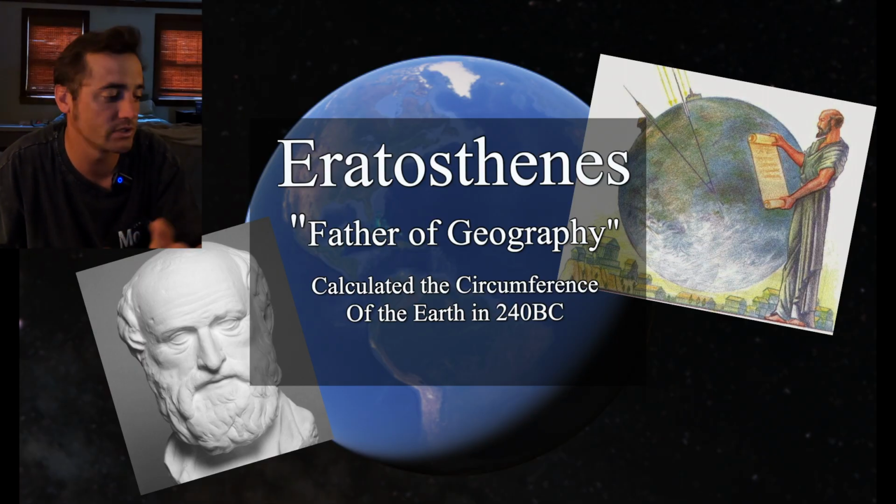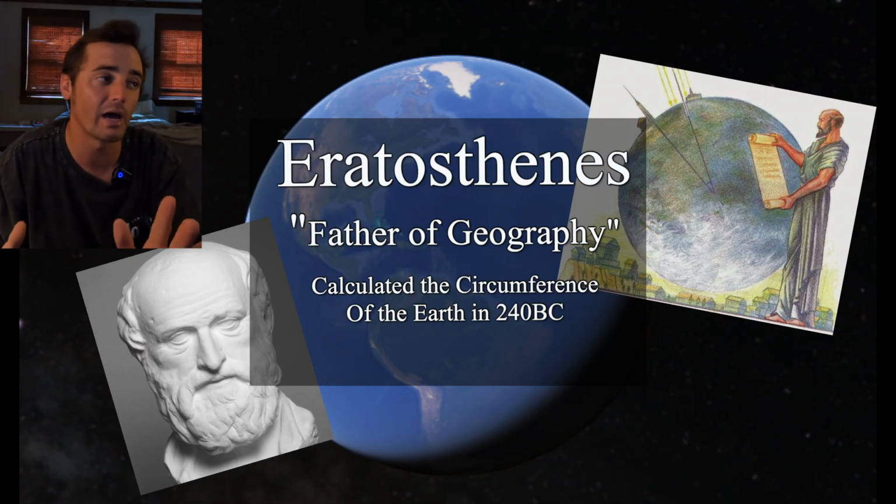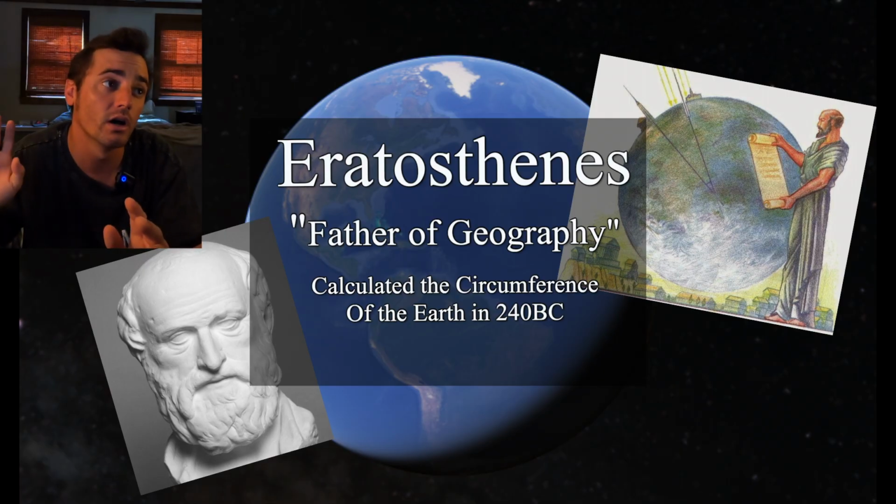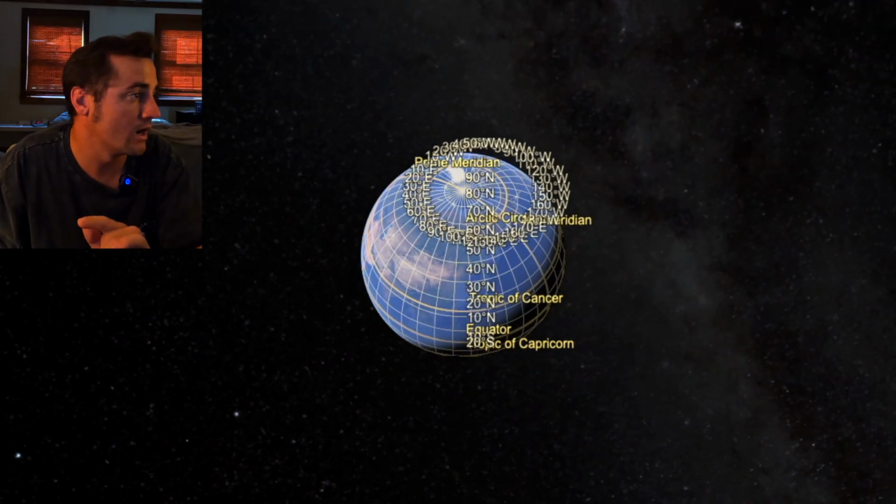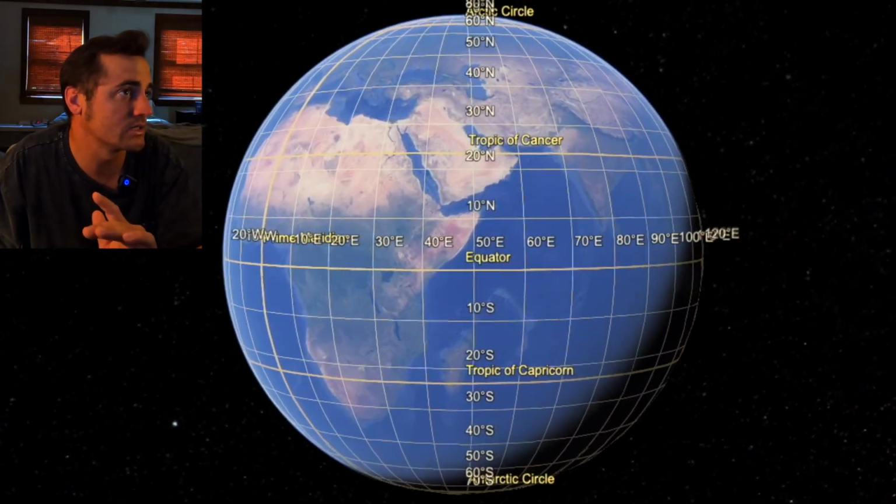He made maps. He was one of the first big mapmakers back then, and he calculated the circumference of the Earth back in 240 BC. So let's go over some basic information.